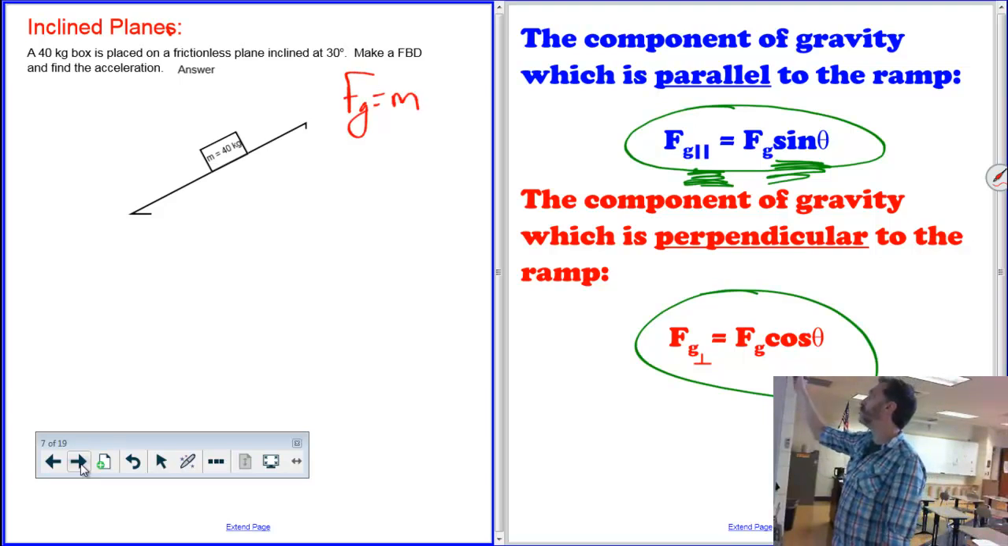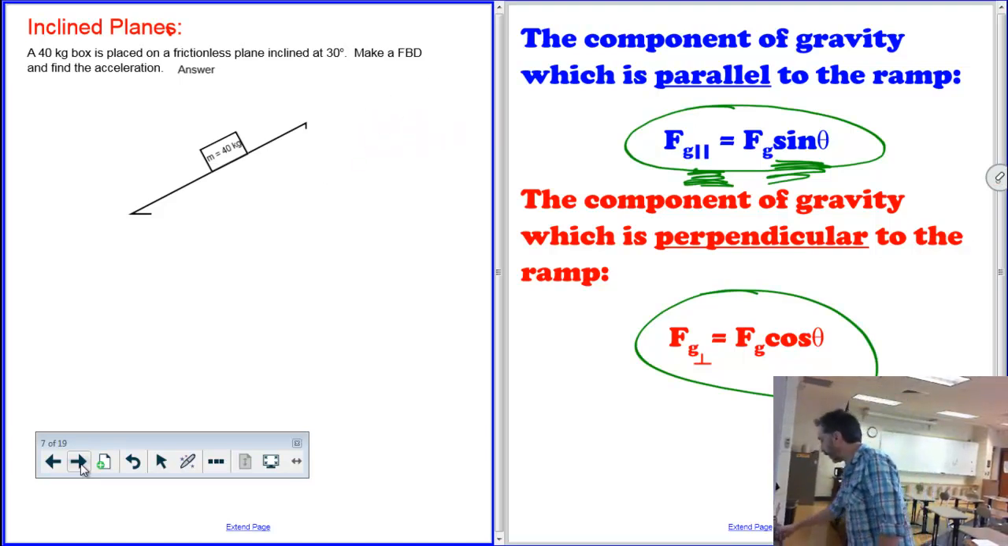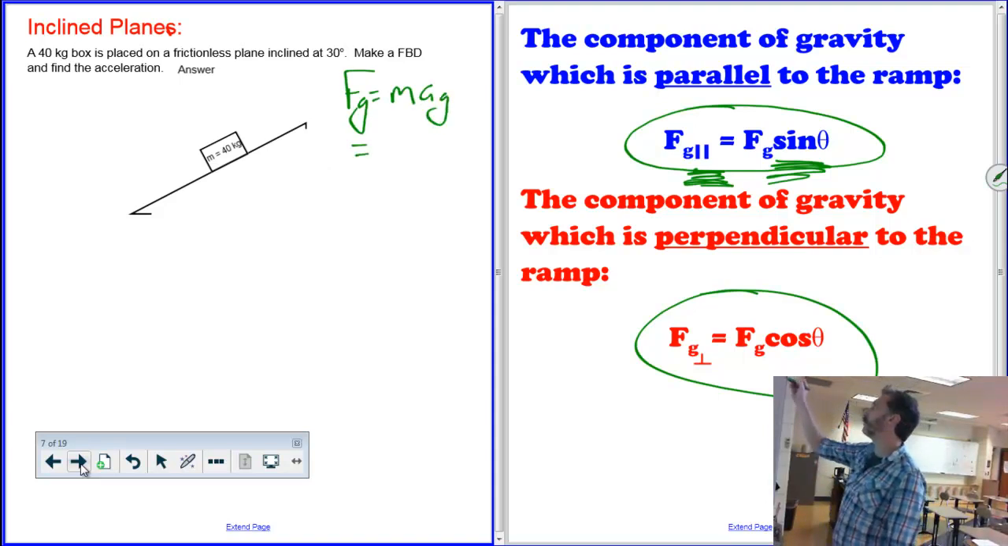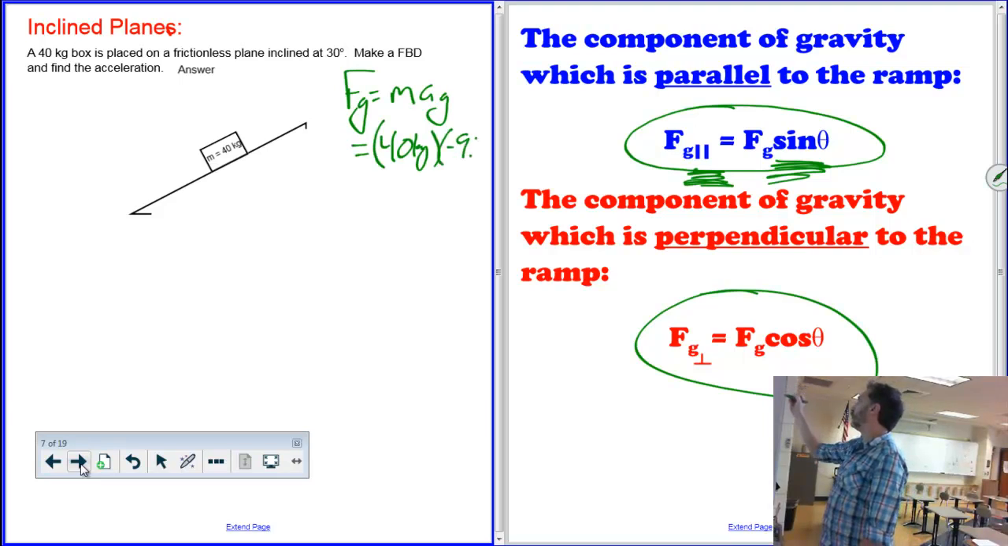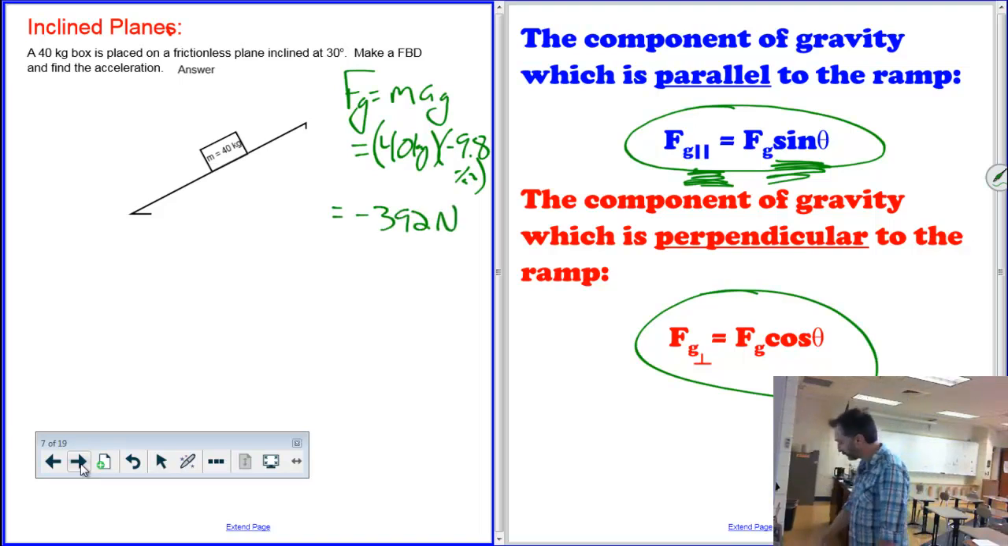Oh, well, that's m times a_g, right? Do you know what? I'm going to do this in a different color. Sorry. And you'll see why in a second. All right, so I'm going to find my force of gravity. Fg equals m times a_g. So let's see, the mass of my box was 40 kilograms. Acceleration of gravity is negative 9.8 meters per second squared. And so that gives us negative 392 newtons, right?